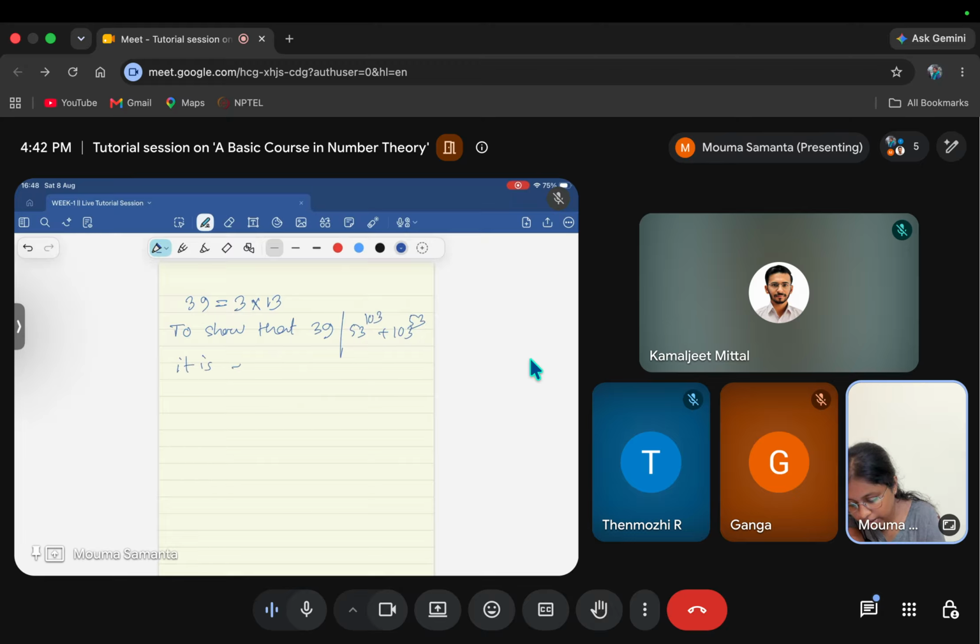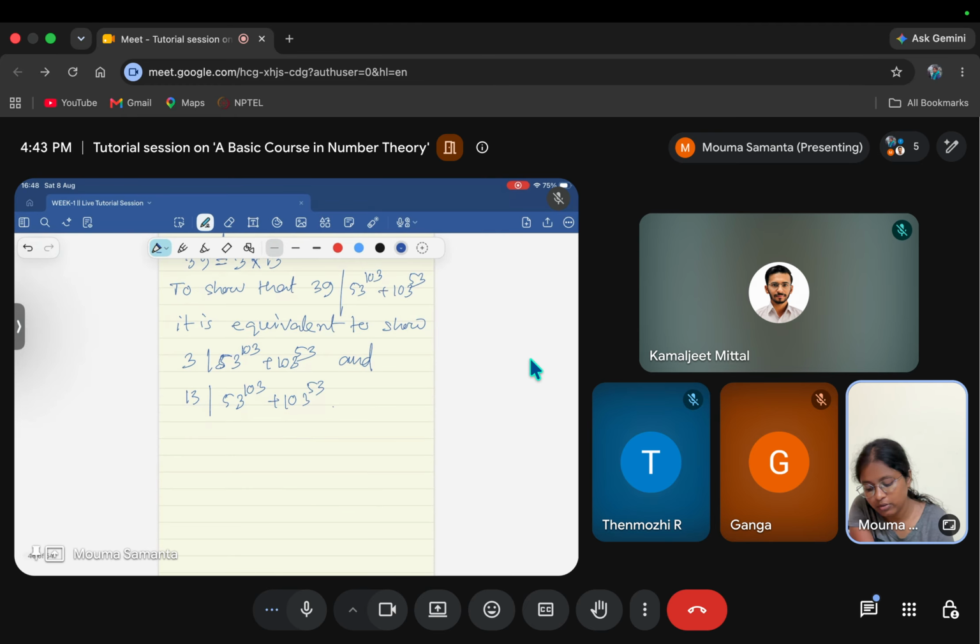It is equivalent to show 3 divides 53 power 103 plus 103 power 53 and 13 divides 53 power 103 plus 103 power 53. Now use theory of congruence to show this one.